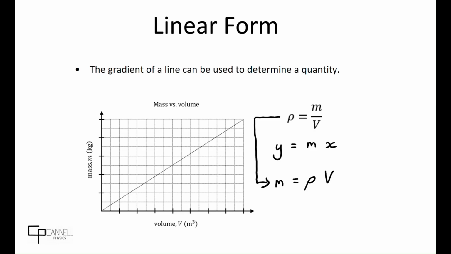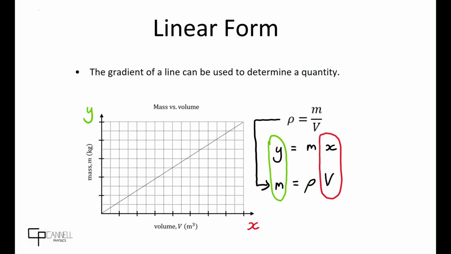They are different terms. The reason I've lined up the variables like this, m under y, rho under m, and v under x, is that linear form is very apparent now. Because since mass m over here is graphed on the vertical axis, that must be the y term in linear form. And since volume is graphed on the horizontal axis, that must be the x term in linear form. And I'll just write this on the graph itself so it's more clear.